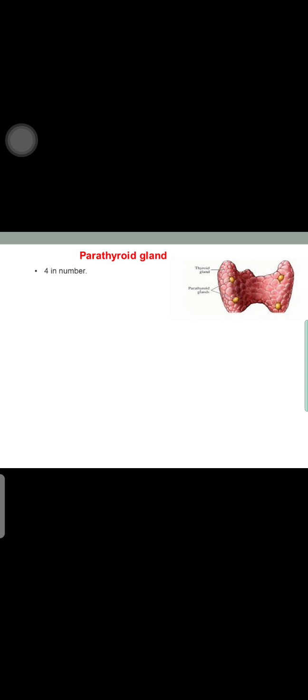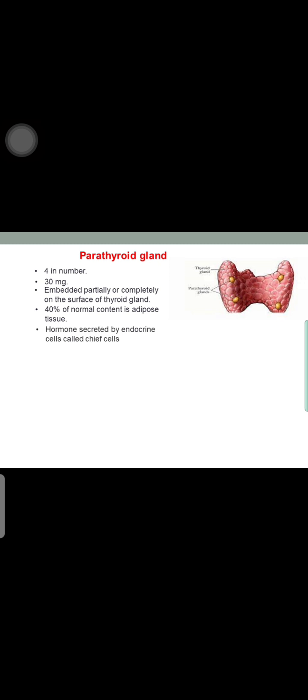Parathyroid glands are 4 in number. Each is about 30 milligrams and embedded partially or completely on the surface of the thyroid gland, 2 in the upper part and 2 in the lower part. 40% of its normal content is adipose tissue, and the hormone is secreted by endocrine cells called chief cells or principal cells, and results in parathormone or PTH.